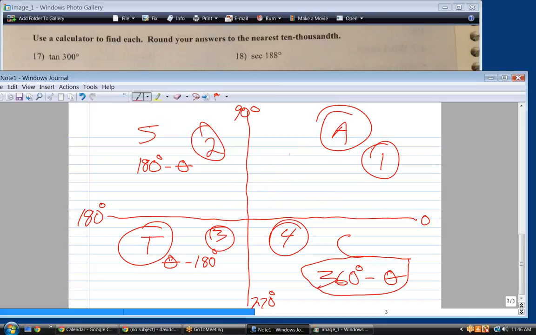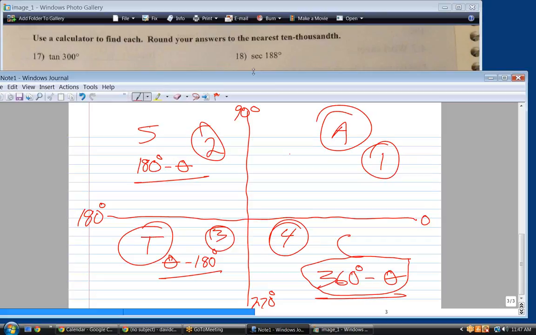Anybody can memorize All Students Take Calculus. And the only other things you have to memorize is this 180 minus theta. The 3rd is the opposite of that, theta minus 180. And the 4th is the same, only with a 360 instead of a 180. So if you can memorize what you see on the page here, you can calculate manually all of these trig functions that are multiples of 30, 45, or 60.